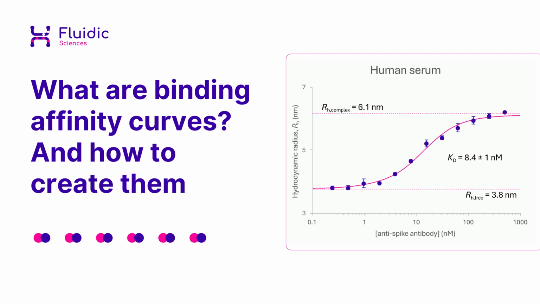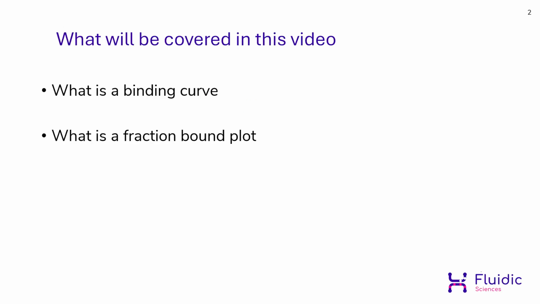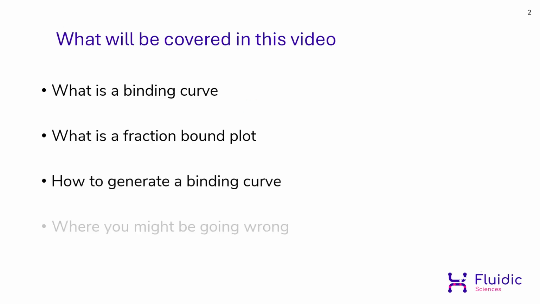If you haven't seen part 1, I encourage you to check it out. It goes over what the dissociation constant KD is and how it is derived. This information is vital in order to understand what we will be covering in this video. Essentially, we will be covering the fundamentals of what a binding curve is and how it is generated. Following on from this, we will take a look at what can make it inaccurate and how to avoid making these.